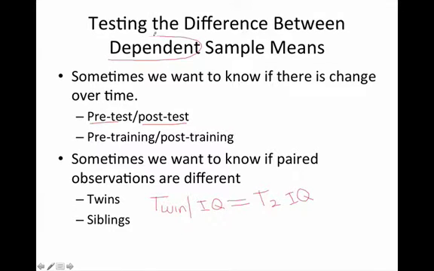So the idea is that there's some sort of dependency in both of these cases. In this case, twin 1 shares genetic material with twin 2. Therefore, those observations are not statistically independent. In this case, I have an individual's pretest and post-test. Because this is the same person, there's also dependency there.